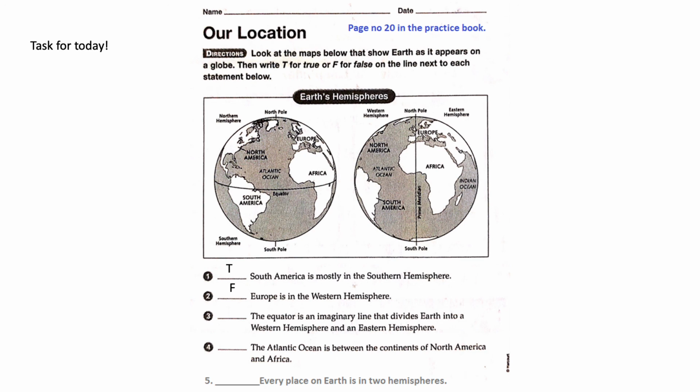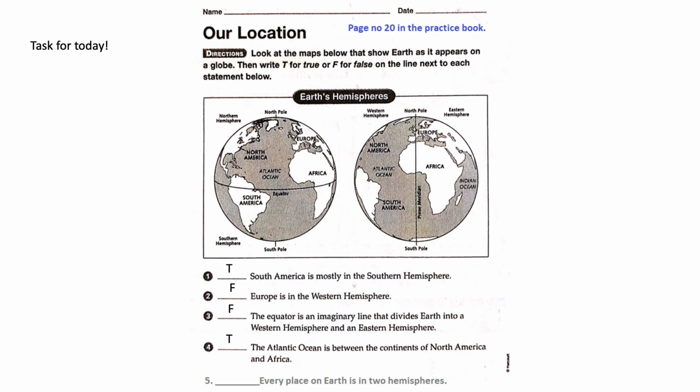Next, 3. The equator is an imaginary line that divides Earth into a western hemisphere and an eastern hemisphere. And the answer is false. No, that's not true. That's the prime meridian's work. Prime meridian does that, so false. Next, we're going to look at the Atlantic Ocean is between the continents of North America and Africa, which is true. As you can see, this is Atlantic Ocean, right? And this is between the continents of North America and Africa, right there.